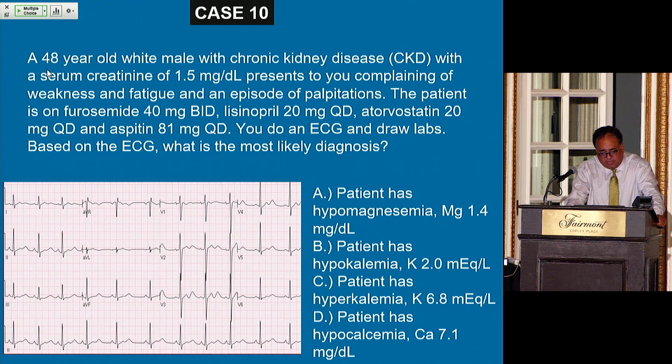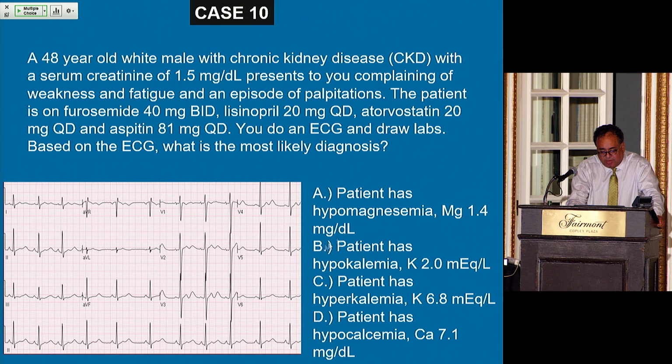Case 10 is a 48-year-old white male with chronic kidney disease with a serum creatinine of 1.5 who presents to you complaining of weakness and fatigue and an episode of palpitations. The patient is on furosemide, lisinopril, atorvastatin, and aspirin. You do an electrocardiogram and draw labs. Based on the EKG, what's the most likely diagnosis?